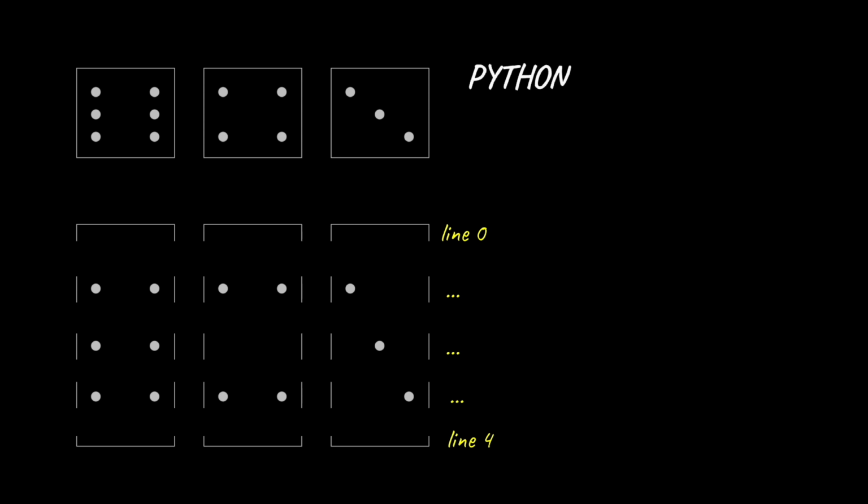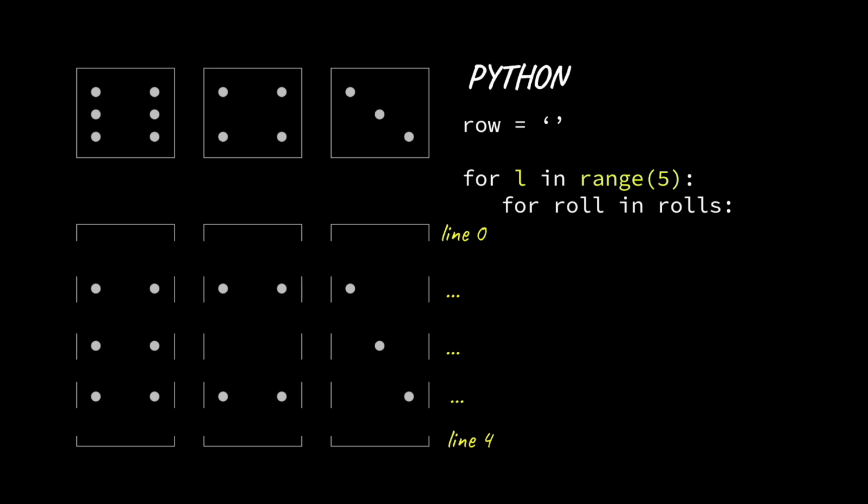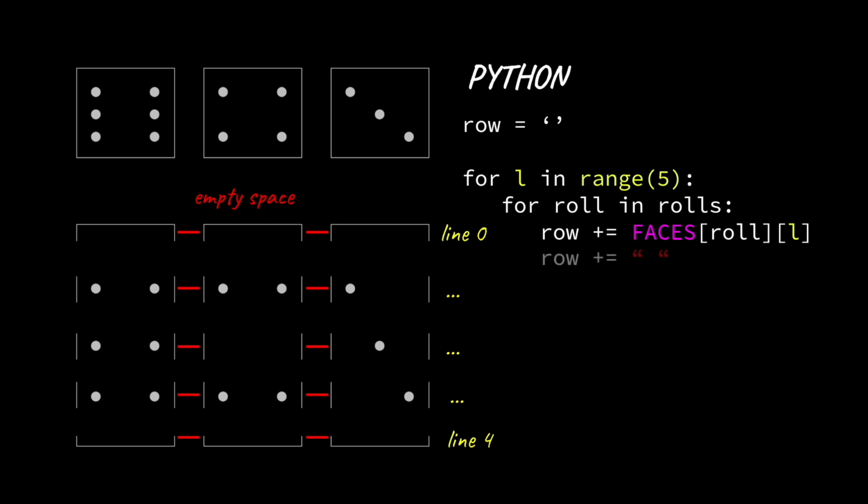We're gonna define the row variable as an empty string. This will be in charge of holding all the lines that we're gonna display. Next, we're gonna write down a for loop to iterate over each line. And within it, we're gonna define another for loop to iterate over each dice. Every time we're gonna add to the row variable the corresponding line for each dice. However, we must not forget that between the phases there's gonna be a little bit of space. That's why before moving to the next dice, we're gonna add to the row variable an empty string.